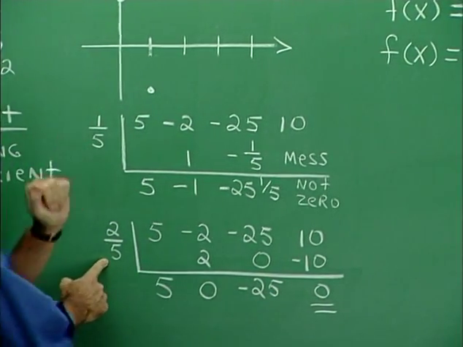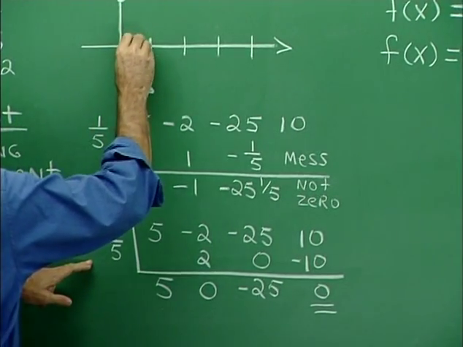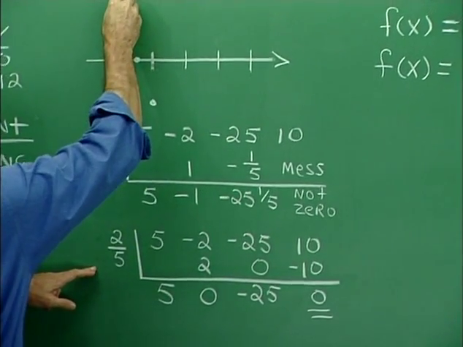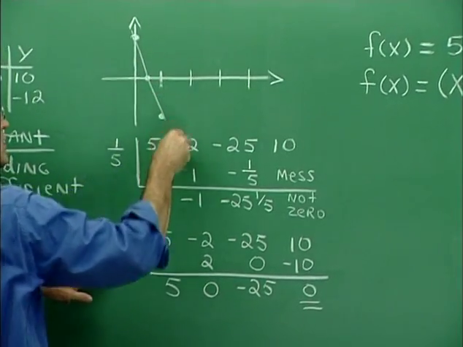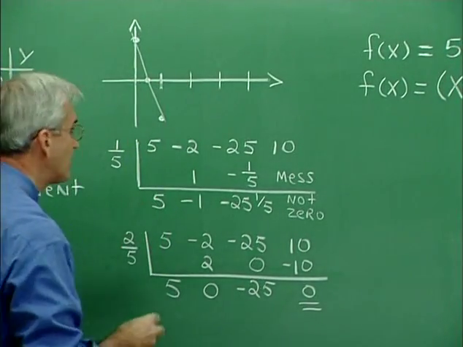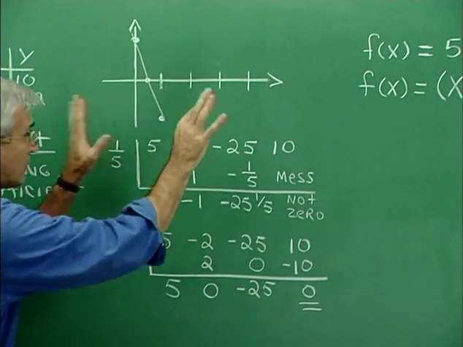Now, not only does that tell us that at 2/5 we have a crossing, and therefore we can draw this part of our graph, and we don't know how it behaves after this, but we can make some discoveries about that.